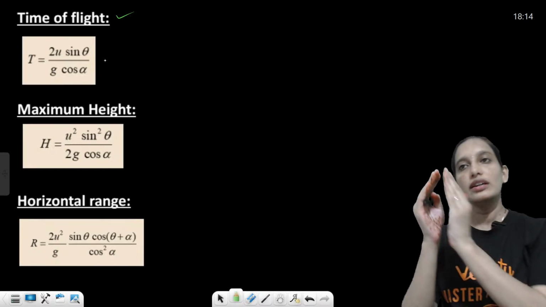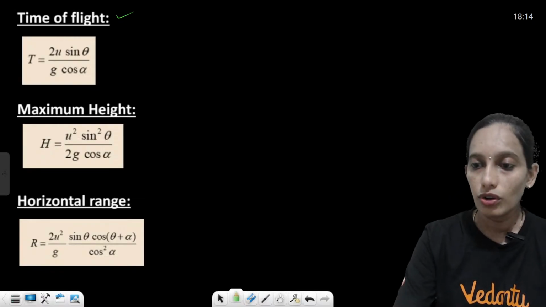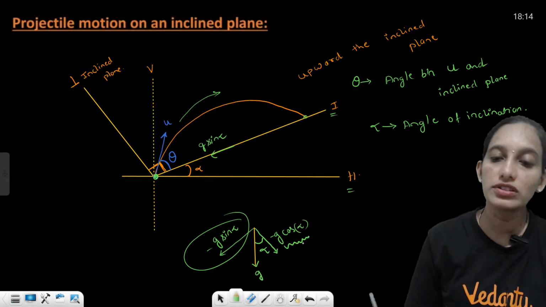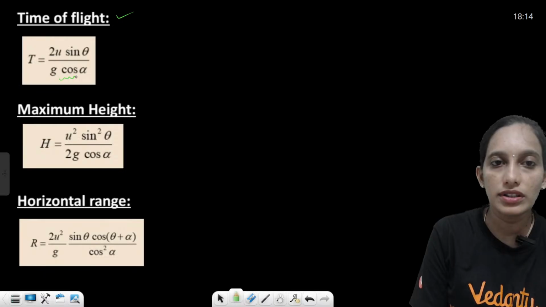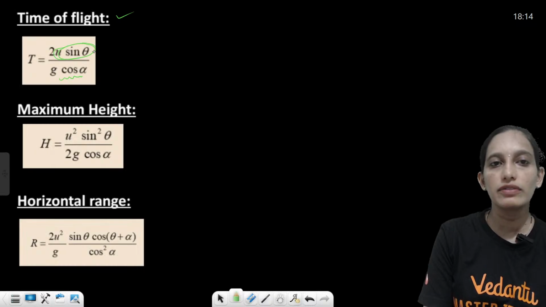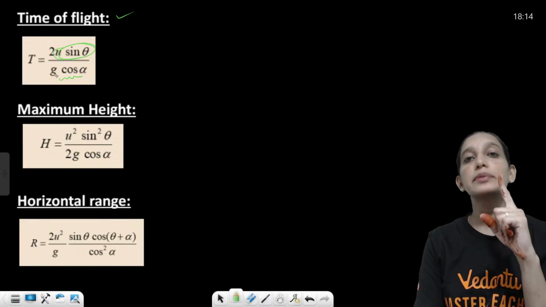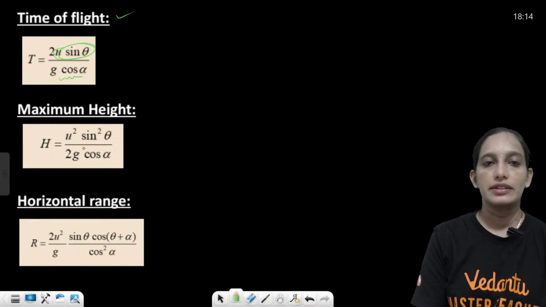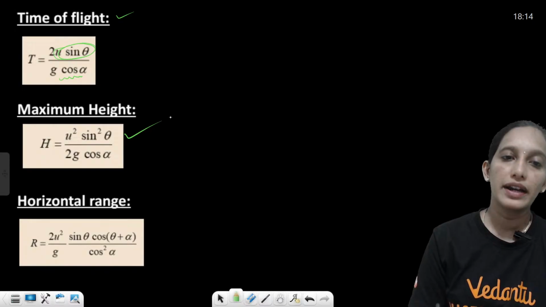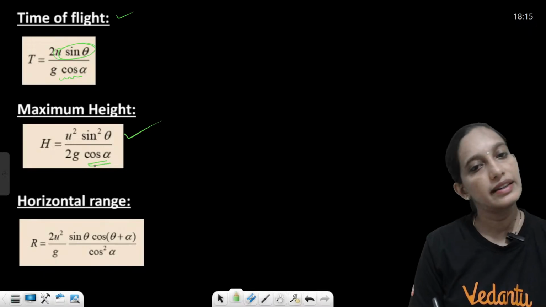In the earlier case we had g along the vertical direction, so the denominator was g, but here, along the direction perpendicular to the inclined plane, we have the component g cos alpha, so we get g cos alpha. And the component of initial velocity perpendicular to the plane is u sin theta, where theta is the angle between the initial velocity and the inclined plane. Okay, and then we had this expression for maximum height, u square by 2g sin square theta by cos alpha. Again, the cos alpha term is the extra one.